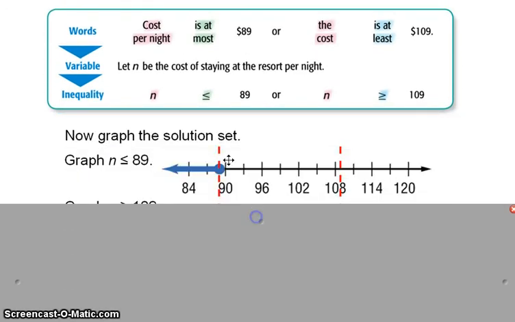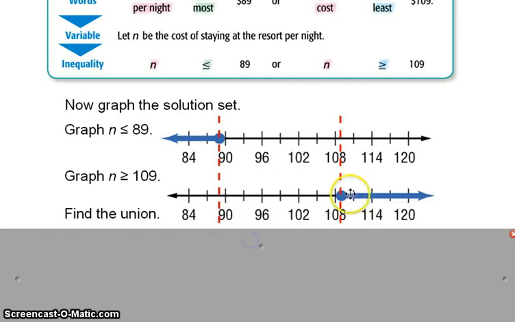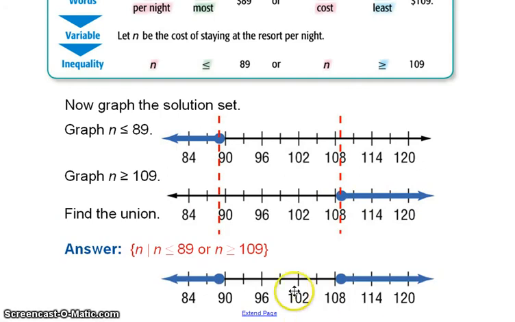So when you graph that, here's this part. N is less than or equal to 89. If you graph the other set, you're at 109 or greater. So to find the union, okay, here's what your graph is going to look like.